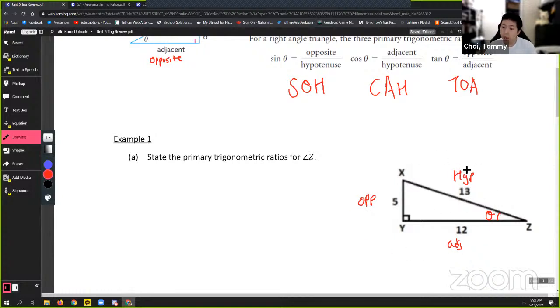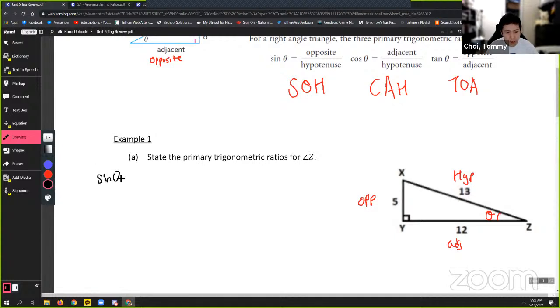You should be doing this for every right angle triangle question. Label, label, label, right? Angle, hypotenuse, opposite, then adjacent. Label all 4 of those things. Once you have that labeled out, you can then continue to solve your problem here, which is to state the primary trig ratios. So first, we're going to start off with sine.